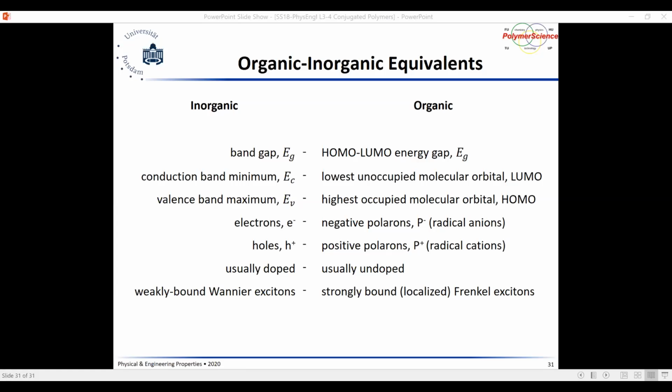It's localized and strongly bound. Inorganic excitons, however, are known as Wannier excitons, and they're very weakly bound, which means that at room temperature, the thermal energy is sufficient to overcome the Coulomb attraction between the electron and hole and generate free electron and hole. So this is the big difference between organics and inorganics. Organics at room temperature have a Coulomb-bound electron hole pair. Inorganics at room temperature have free electrons and holes.